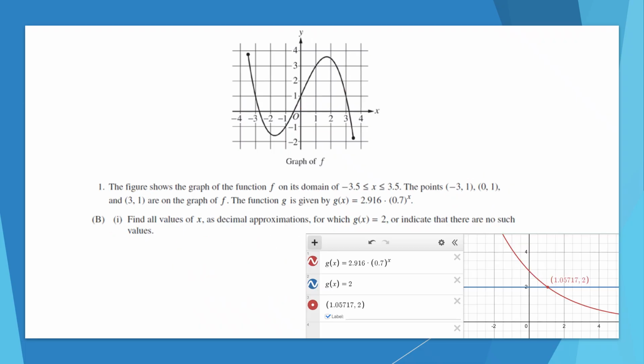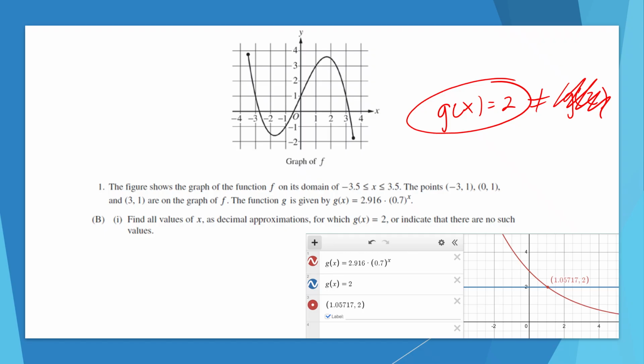All right, part B(i). Find all values of x as decimal approximations for which g of x equals 2, or indicate that there are no such values. Notice g of x equals 2 is different from g of 2. This is not what we're looking for with this question. This is what we're looking for. So what I would do is I would literally type in both equations, y equals g of x and y equals 2, into Desmos. And then you're finding the intersection point. So just hover over that point and you should get x to be, we don't care that y is 2, and then 1.057.